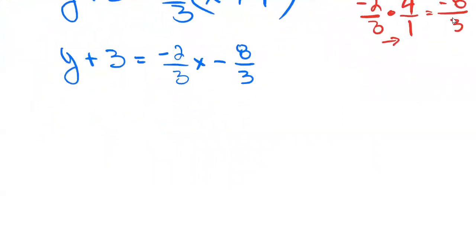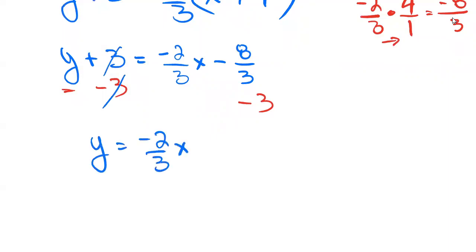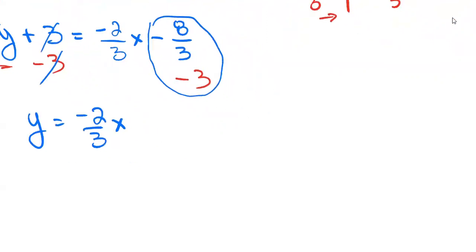You need to isolate the y. I need this y by itself, so I need to subtract 3 on both sides of the equal sign. These will cancel. That leaves me with y. Then minus 2 over 3x stays. And then this minus 8 over 3 minus 3, I need to work out somewhere.